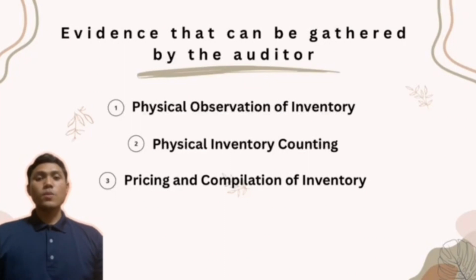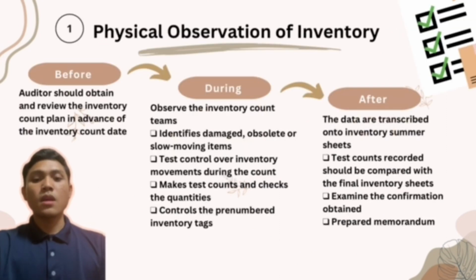Okay, I will continue with the inventory evidence that can be gathered by the auditor. There are three methods that the auditor can use to gather the evidence. Firstly is physical observation of inventory. Second is physical inventory counting, and the third is pricing and compilation of inventory.